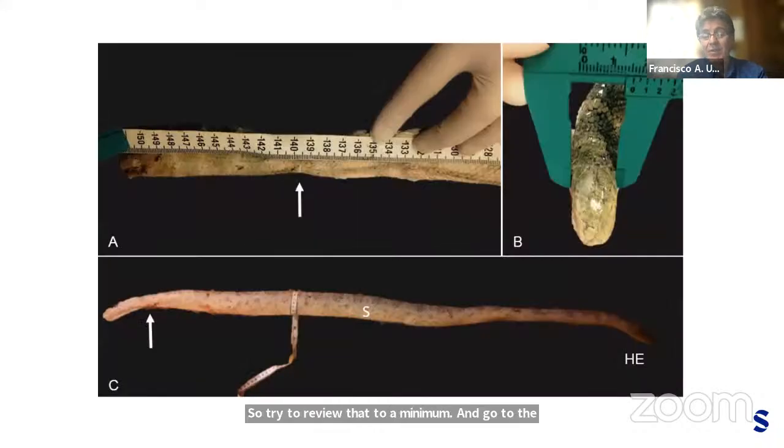This is a photo that is not really acceptable. This is a snake, and the least thing that you see here is a snake. You see that ruler on top in A, you see a hand, you see a caliper in B, and probably the one at the bottom, C, is the only one that shows really something of interest, but try to avoid all that foreign material. Next one, please.